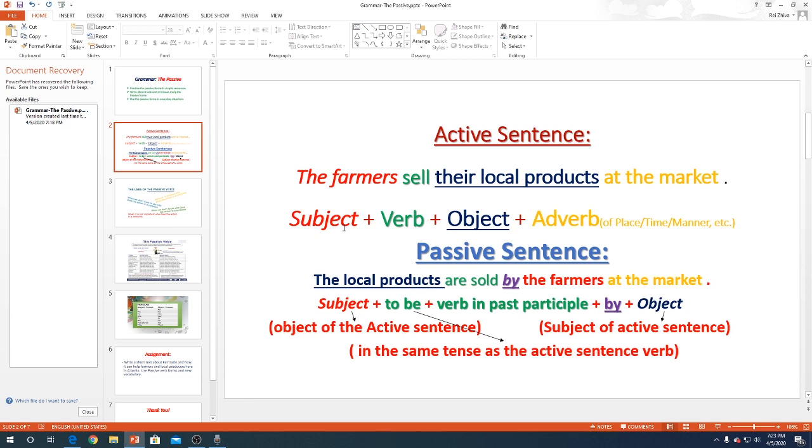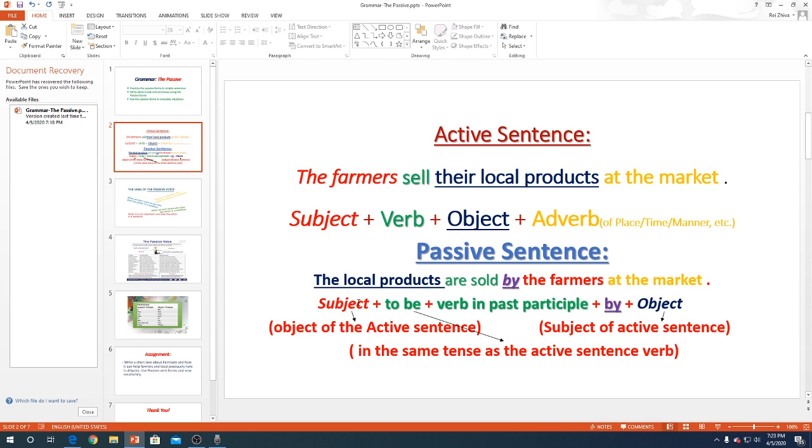So, an active sentence is the sentence which contains a subject, a verb, an object, and an adverb of place, time, manner, and so on. So, an active sentence is: the farmers sell their products, their local products, at the market. A passive sentence is: the local products are sold by the farmers at the market.